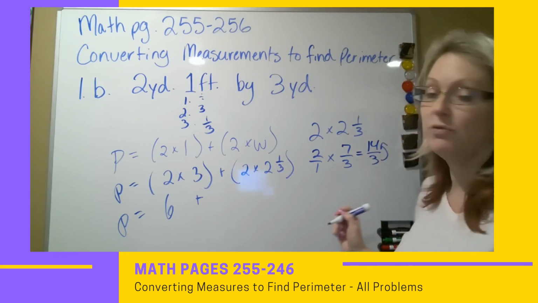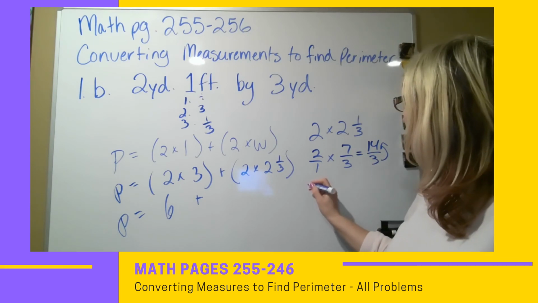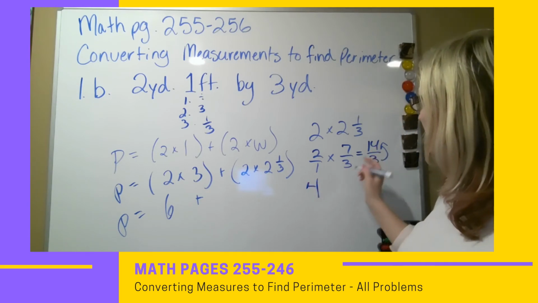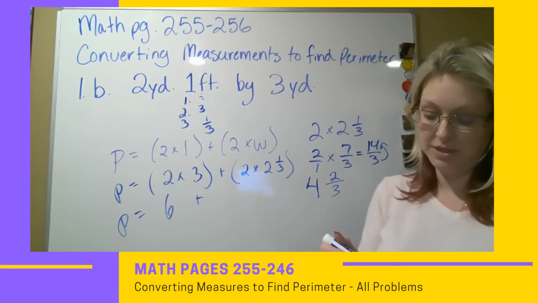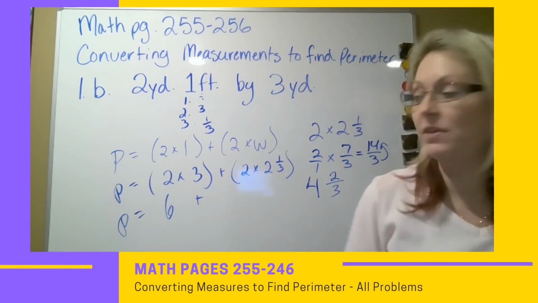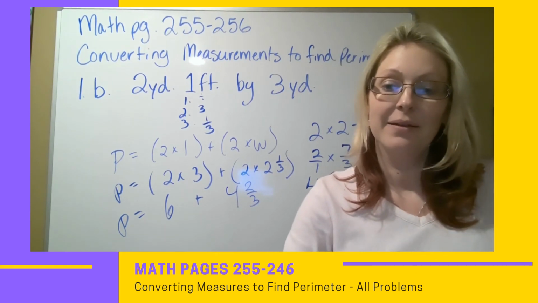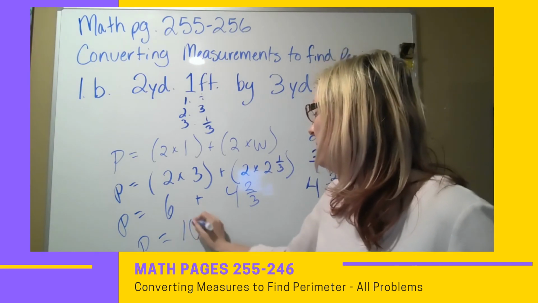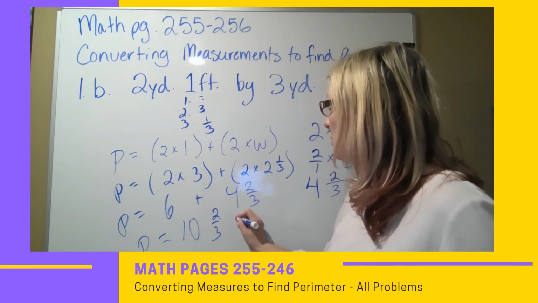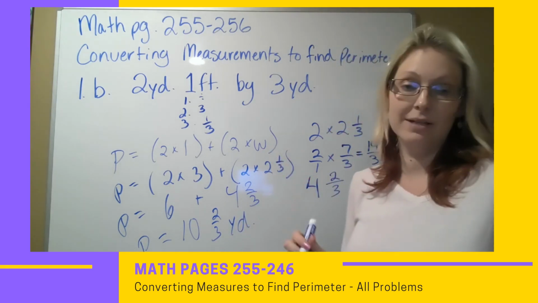We then go ahead and divide 3 into 14, which would be 4 times, and that would be 12. 4 times 3 is 12, so that would be 2 over 3 left. That is what we would do to fix that. So this would be 4 2/3 here. Okay. Then our next step is to go ahead and add them up, which would be 10 2/3 yards is the perimeter of this rectangle.